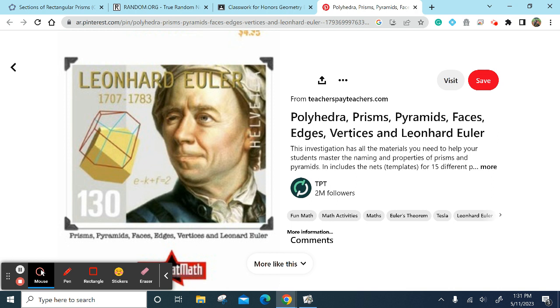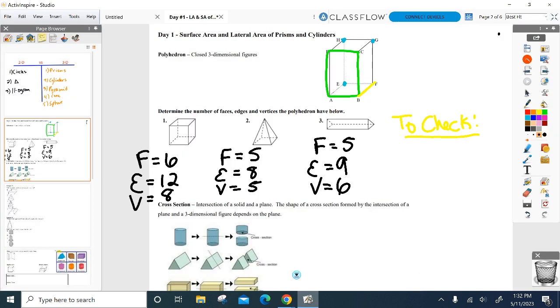Euler, famous mathematician in the 1700s. He looked at all these polyhedrons, at the faces, edges, and vertices, and there was a pattern that he noticed. How about that Leonard Euler spelling? It's pronounced Euler. Okay, Leonard Euler. He found a pattern. Here was the pattern, and this is how you can check to make sure you didn't double count.